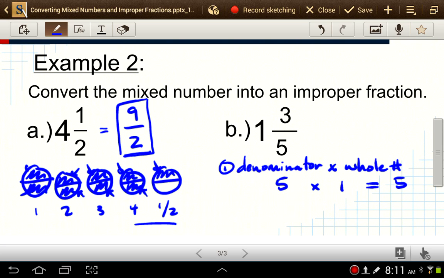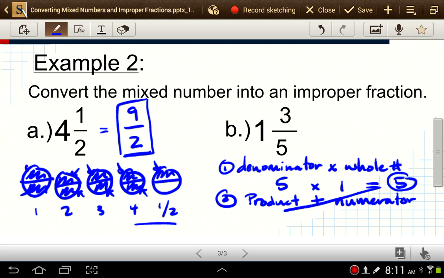In my second step, I am then going to take the product. So I'm going to take the product of 5 here. Remember, the product is the answer to a multiplication problem. I'm going to take the product and add it to my numerator. So I'm going to do 5 plus, my numerator is 3. 5 plus 3 is 8, and that gives me my new numerator.